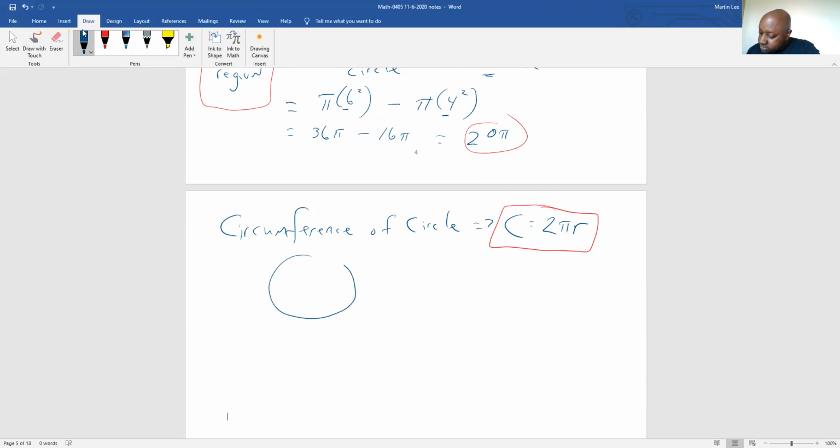So if I have a circle with the radius equal to 11, then we're going to substitute r equals 11 into this formula. So circumference is 2 times pi times r, which is 11. So the circumference is 2 times 11, which is 22. Then bring down the pi. So the circumference is 22 pi.